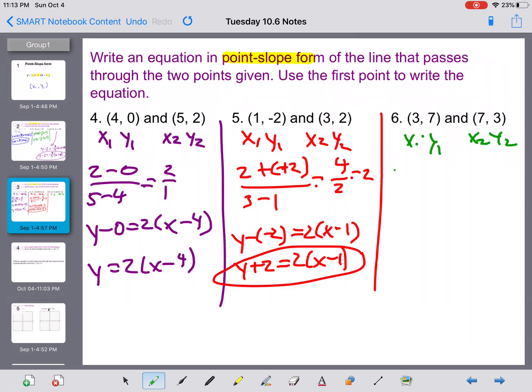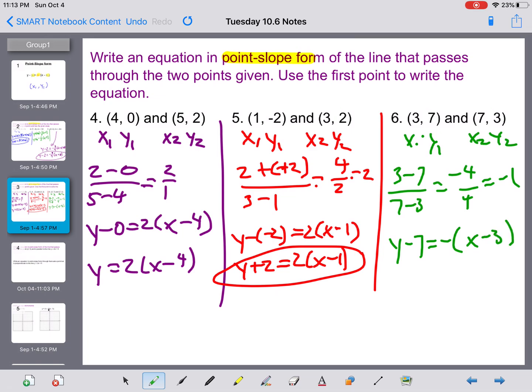And so we're going to say 3 minus 7 over 7 minus 3. And that's going to give us -4/4, which will be -1. And then using the first one, we're going to say y minus 7 is equal to -x minus 3. And you could use a -1 out in front if you want, but this is all that we need. Either one would be counted correct.